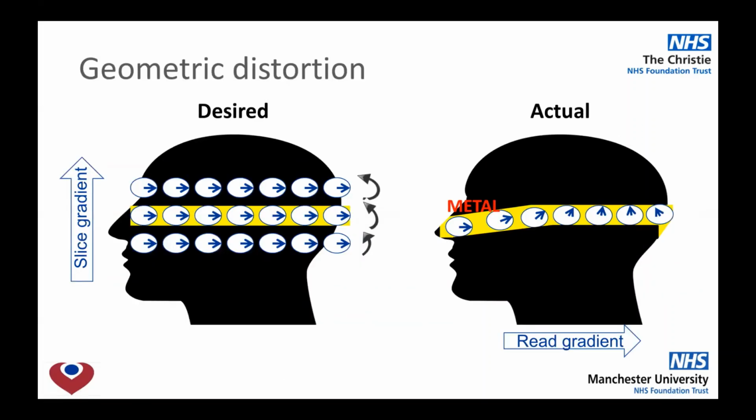So firstly, the geometric distortion. By applying the slice gradient across a patient and inputting RF at a certain frequency, you would expect to be able to excite a single slice of tissue. However, in the presence of a metal object, that will affect the local field such that the resonant frequency of spins is not as intended, and information from other slices will get mapped into the slice that you wish to excite, and information from the slice that you wish to excite won't be mapped in at all. And this can lead to a non-linear slice profile such as this. So that accounts for some of the geometric distortion.